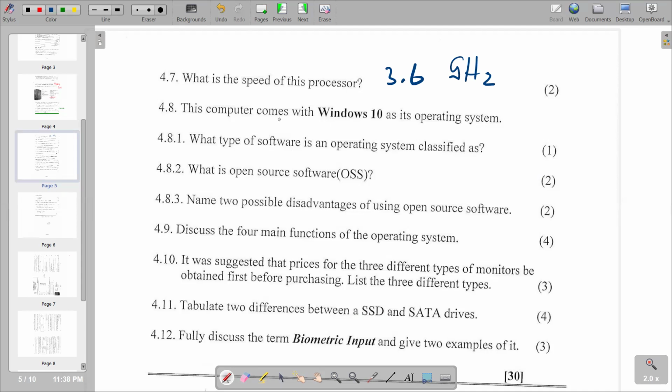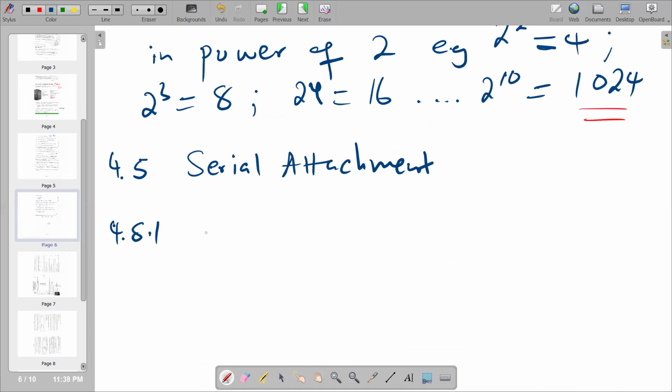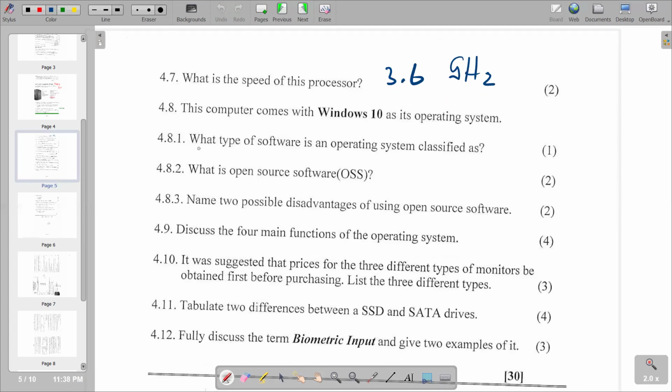On the next part of the question, 4.8, this computer comes with Windows 10. The first question: what type of software is an operating system classified as? We see that the correct response is system software. So we're saying 4.8.1, system software.